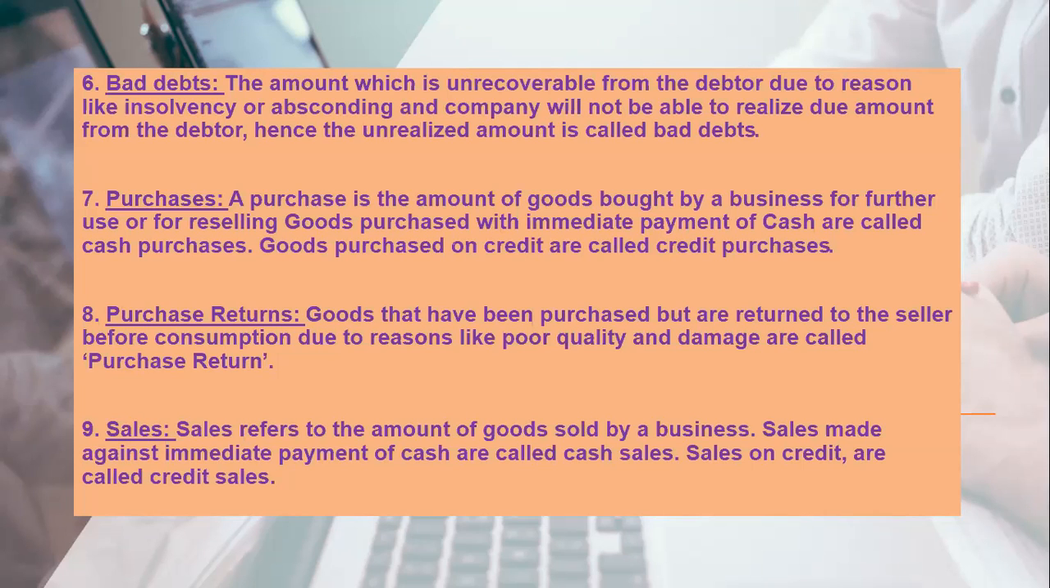Sales. Sales refers to the amount of goods sold by a business. Sales made against the immediate payment of cash are called cash sales. Sales on credit are called credit sales. So here, we are selling to the customer on a cash basis or on a credit basis.